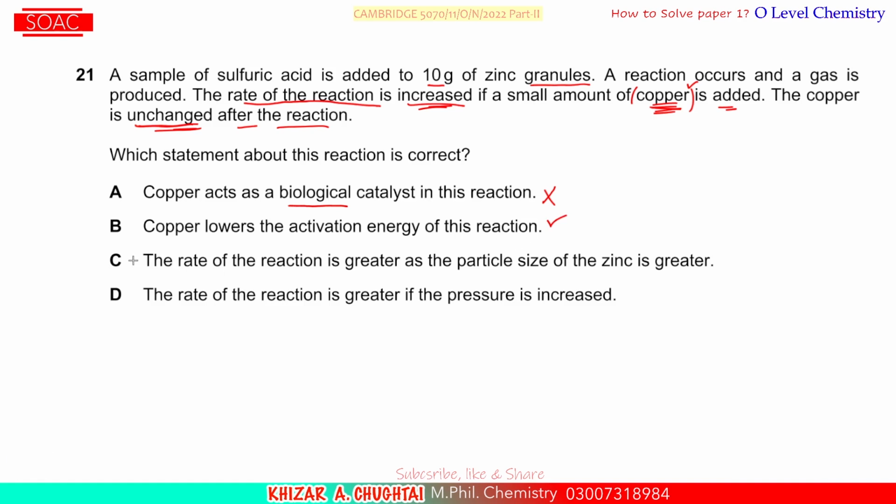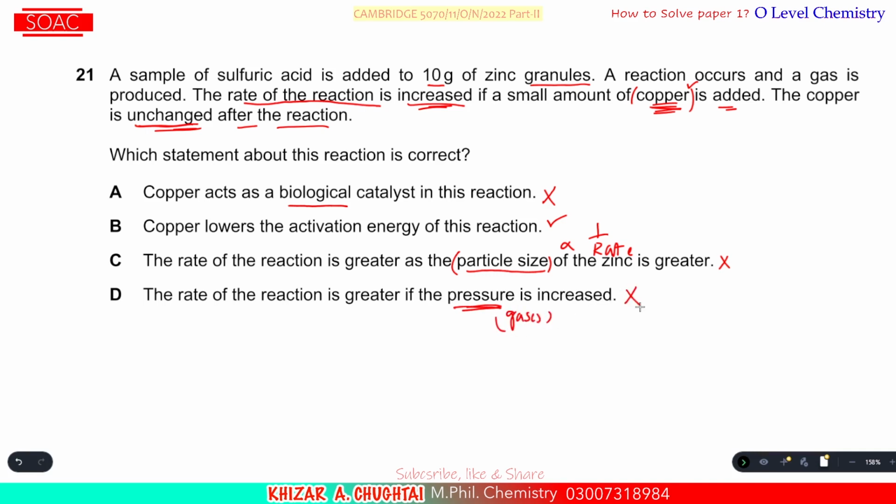However, let me check option C. The rate of reaction is greater as the particle size of the zinc is greater. No. If the particle size is higher, then the rate will be slower. So it's wrong. Particle size and rate are inversely proportional to each other. Option D, the rate of reaction is greater if the pressure is increased. Pressure is applicable only for gases, so again it's incorrect, and it is confirmed that B is the correct option.